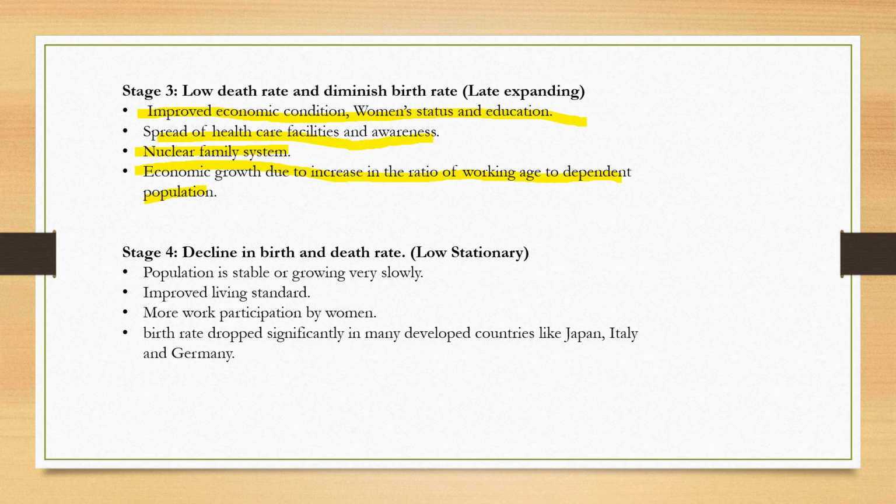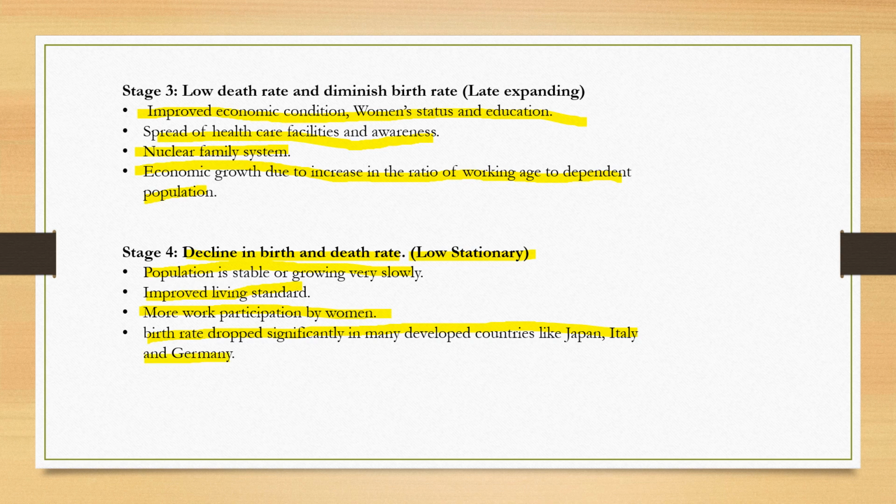Now stage 4, decline in birth and death rate. This stage somehow experiences a negative growth rate. Okay, so this stage is also very important, and the name is low stationary. Please write it down in your copy. Population is stable or growing very slowly. Improved living standard, more work participation by women. So it is very common. Birth rate drops significantly in many developed countries like Japan, Italy, and Germany.